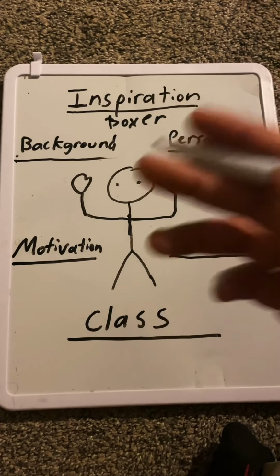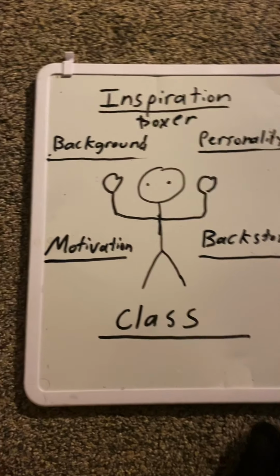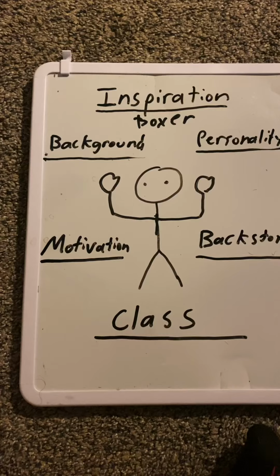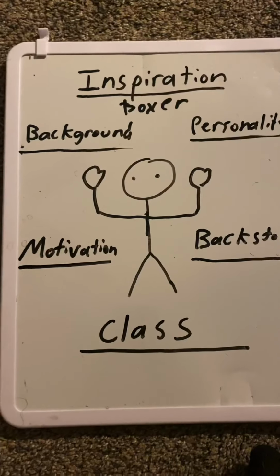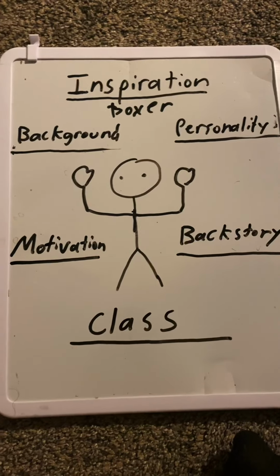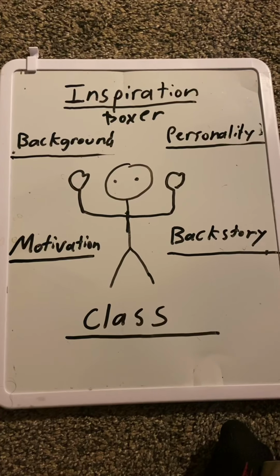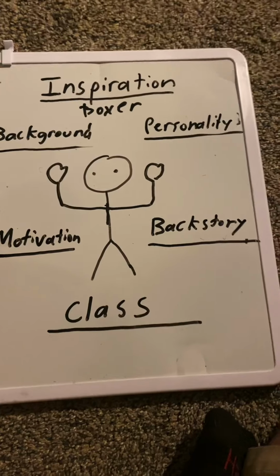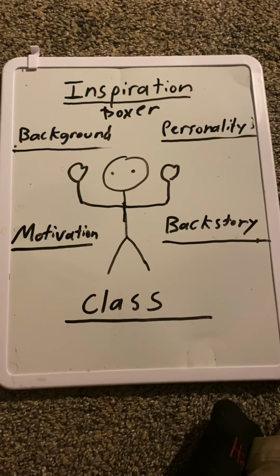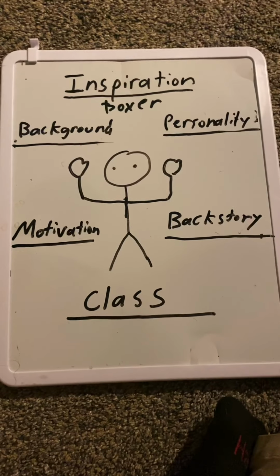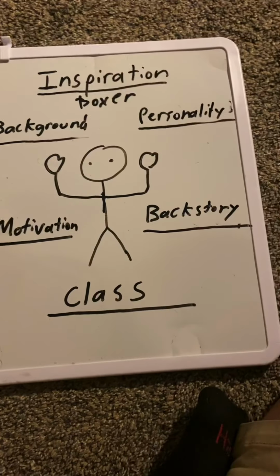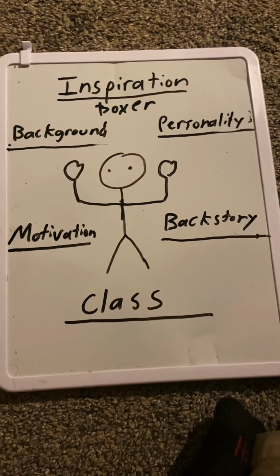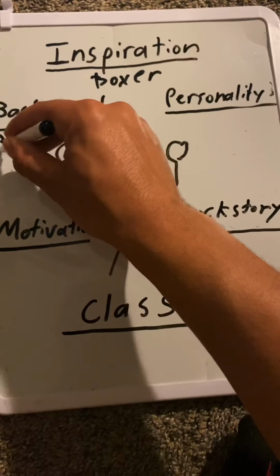So next is his background. So we need to decide how this character fits into the world. So this guy's a boxer, but maybe that's not his full-time occupation. Maybe his day job, he works in a bakery and then he goes to an underground boxing ring at night. So I'll say for his background, he's a baker.